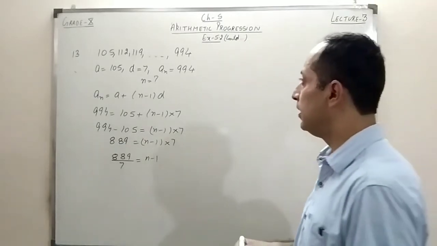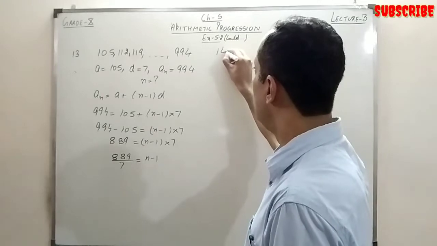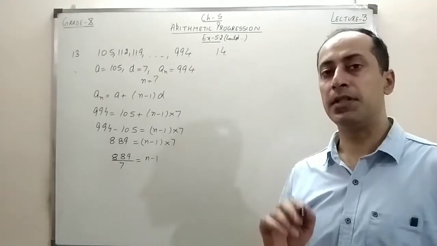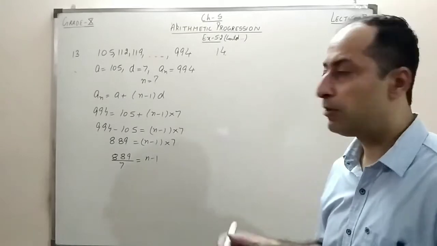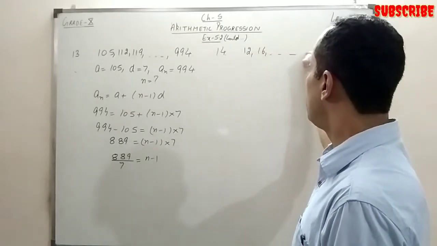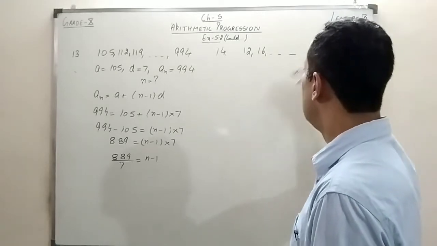So if you see in this question, question number 14, what is given? Between 10 and 250, the numbers divisible by 4. So obviously the first number would be 12, and then 16, and as you proceed, you get the last as 248.